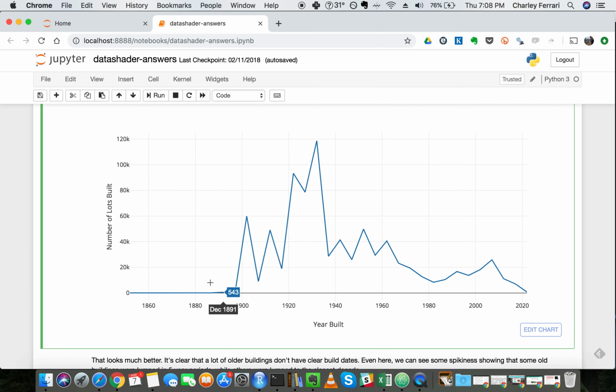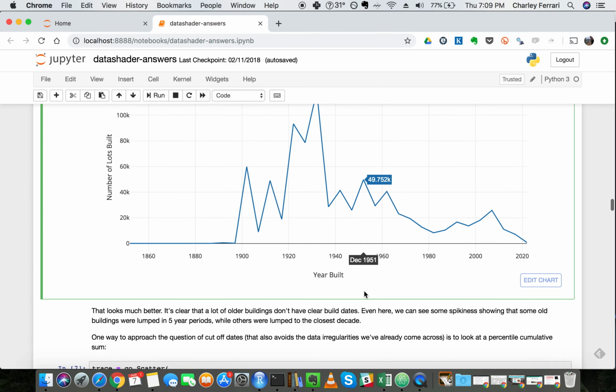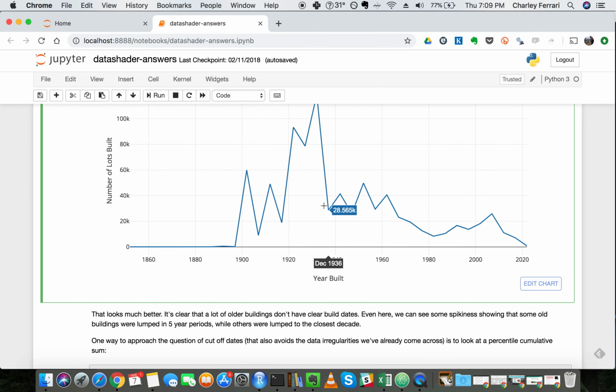So, and this is roughly the story of New York's development, as there was that big boom in development during the 20s and 30s. So this does look a lot better. We have this strategy of just getting an idea of the distribution of building dates.